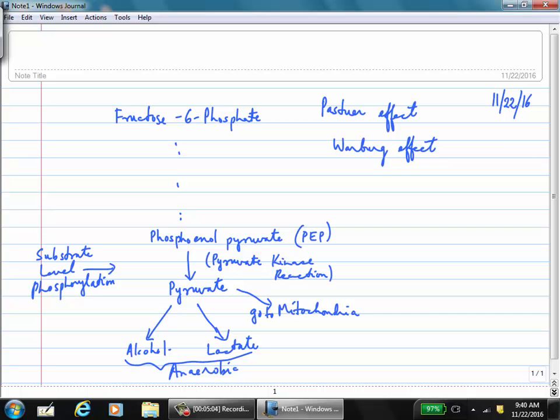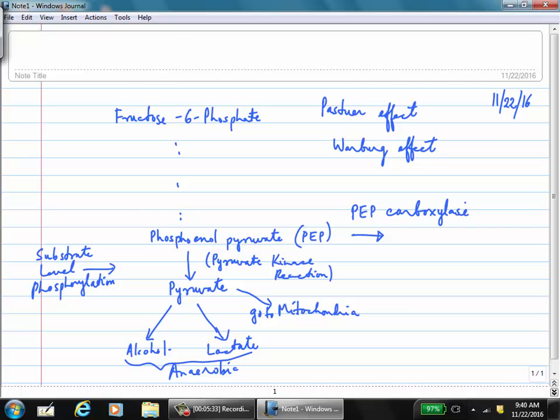Now, one more thing that I should point out is that the phosphoenol pyruvate, the PEP, instead of going to pyruvate and then going to alcohol or lactate, or even for that matter, pyruvate going to mitochondria to take part in the TCA cycle, another possibility is for phosphoenol pyruvate to get acted upon by some other enzyme that is called PEP carboxylase, right?